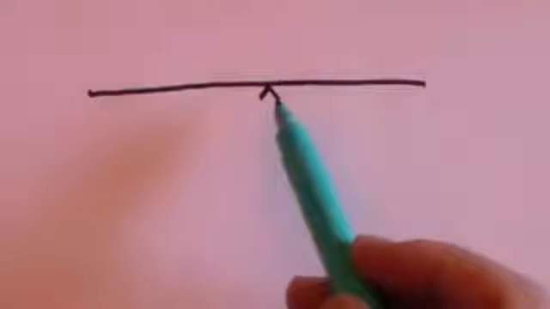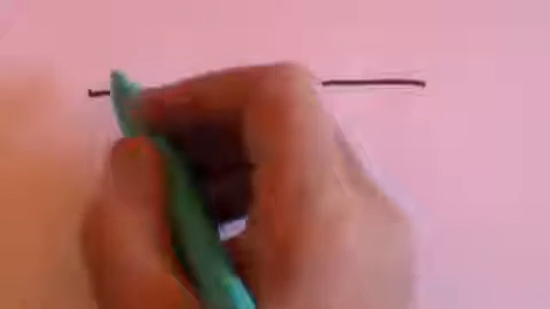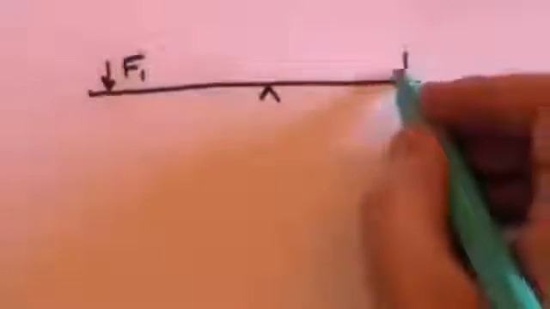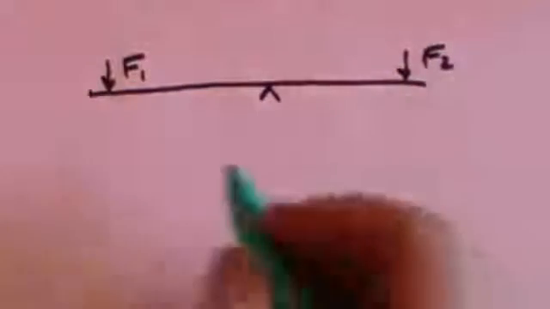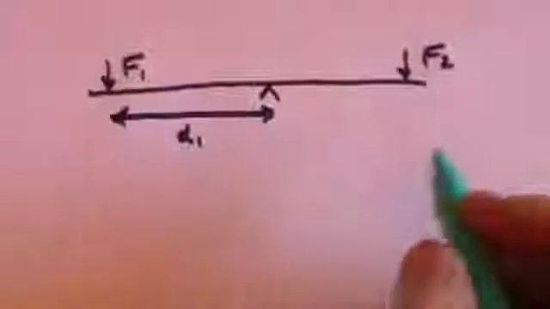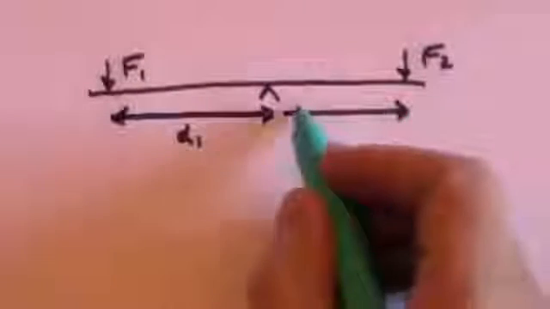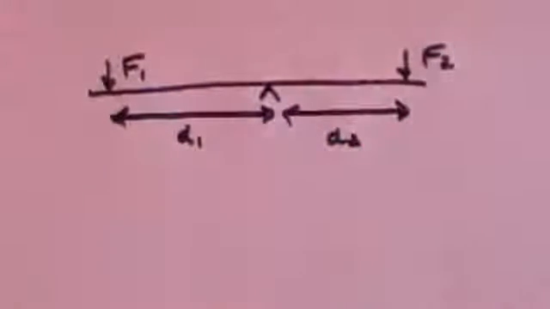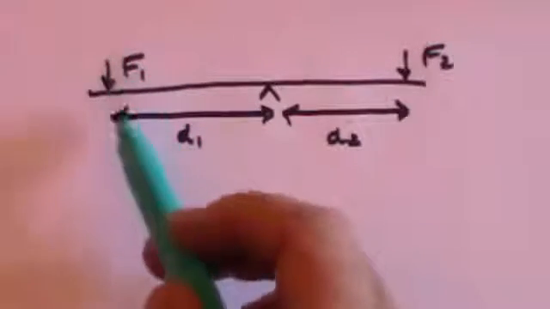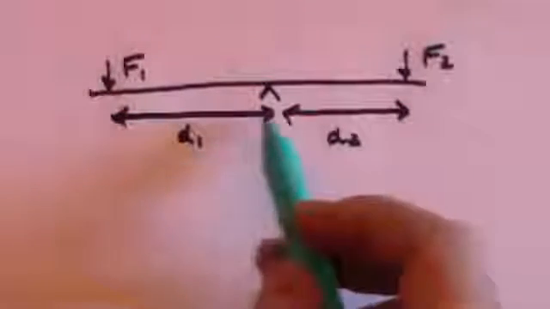It has a turning point or a pivot or a fulcrum, and it can obviously swivel up and down. That's how seesaws work. And what we do is we can put a force on this side, let's call that a force F1. We can put a force on this side, F2, and the distance from the force to the pivot point on this side is D1, and on this side the distance between F2 and the pivot point is D2.